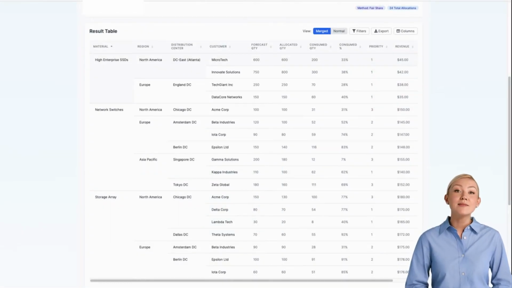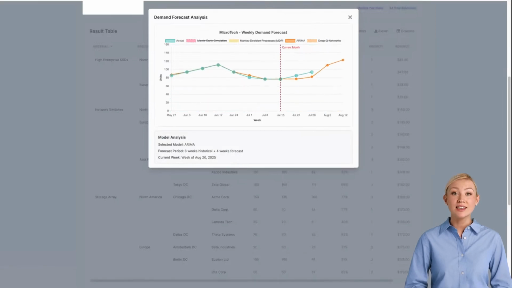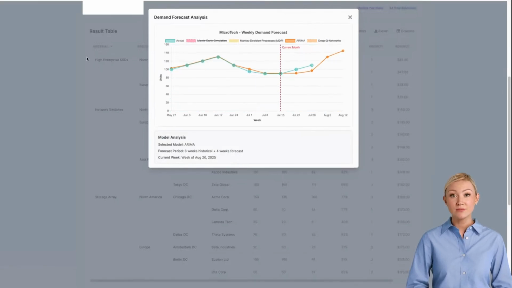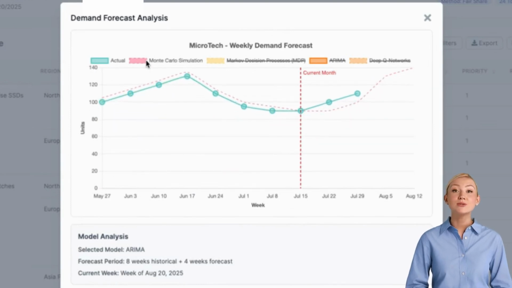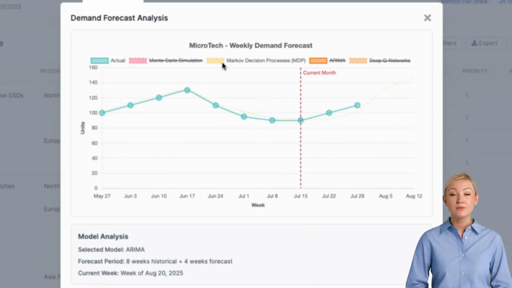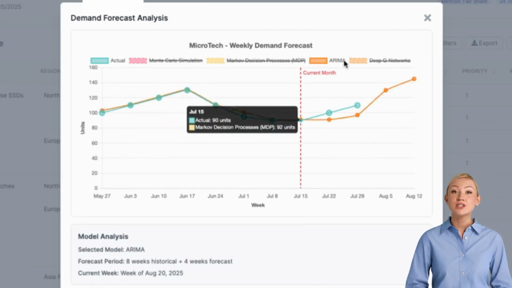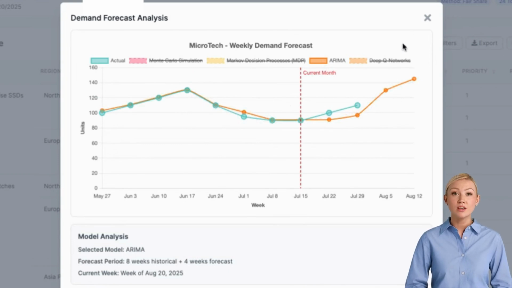Now, let's examine the sophisticated forecasting capabilities that drove our Microtech allocation decision. The system employs multiple AI models, including ARIMA, Monte Carlo simulation, Markov decision processes, and deep Q networks to predict customer demand patterns. For Microtech, we see their historical consumption data on the left side of the current month marker, showing demand fluctuations from 100 to 140 units through June and July. The real insight comes from the forecast period on the right. All models converge to show Microtech's demand recovering and growing significantly, reaching 180 units by mid-August.